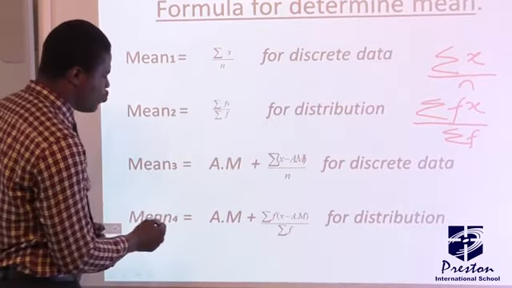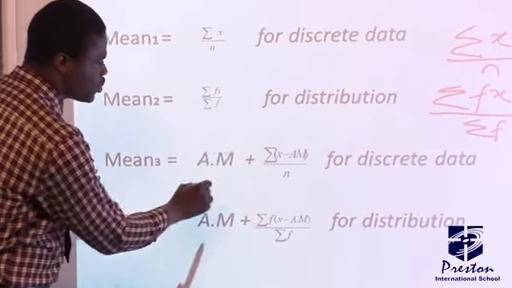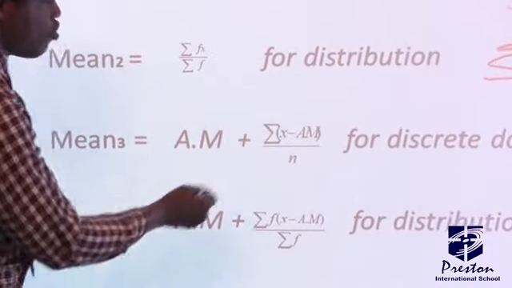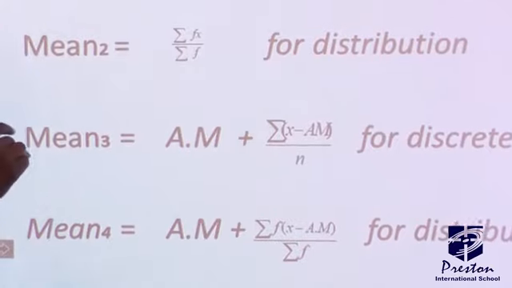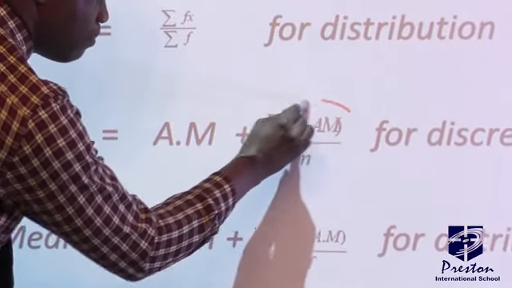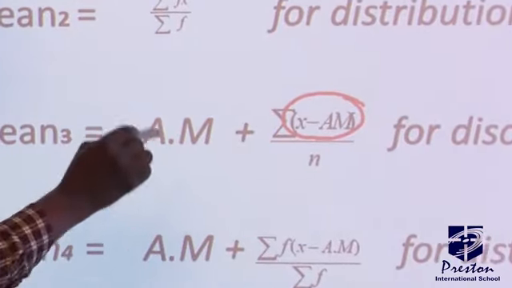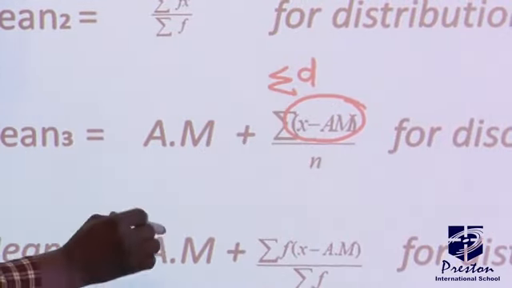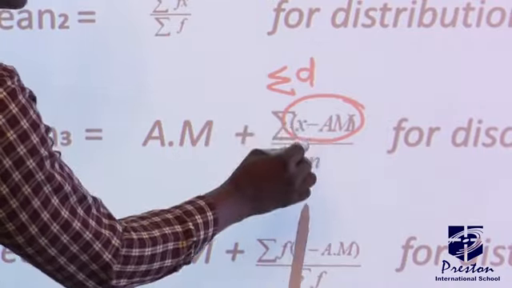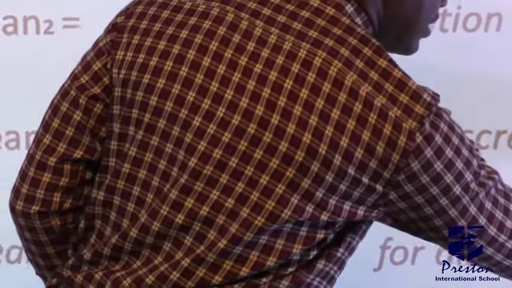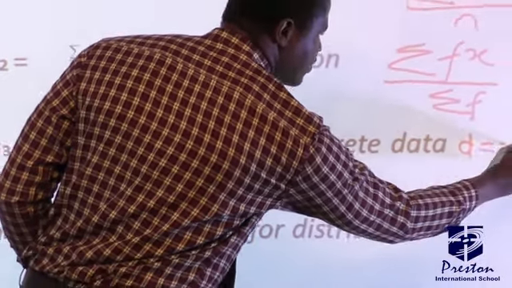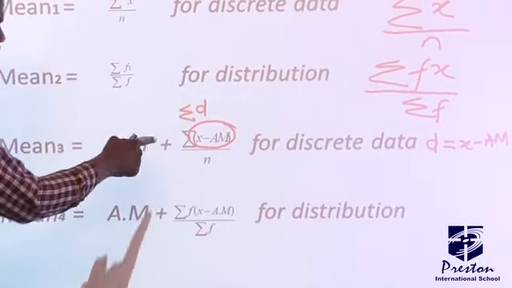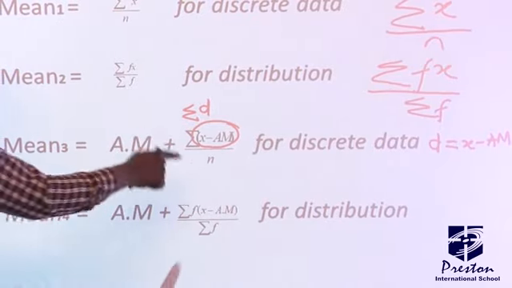For discrete data also, we have assumed mean plus summation of x minus assumed mean over n. Now in this place, take note of this. In some materials, you may come across this as summation d, that is, d is equal to x minus A. That is, we can have our d equal to x minus assumed mean. So take note, you can have it as summation d over n.